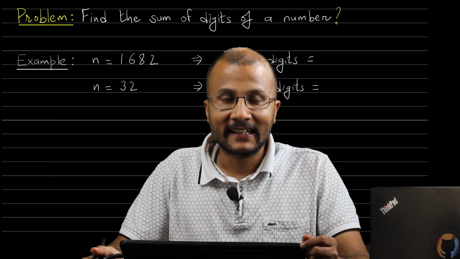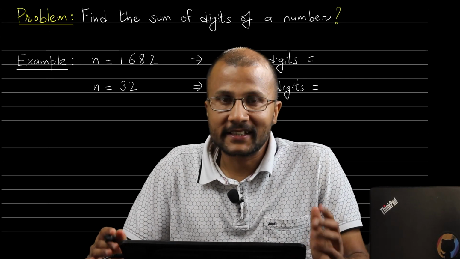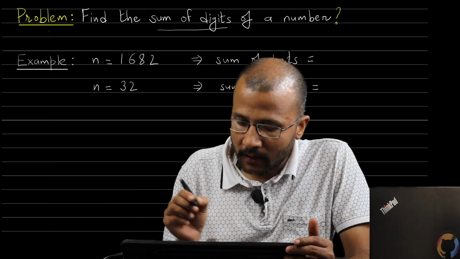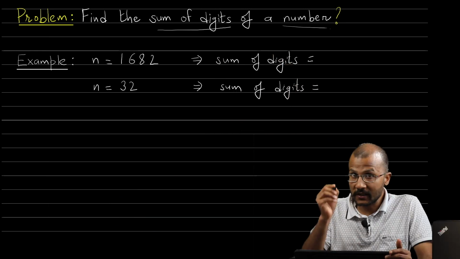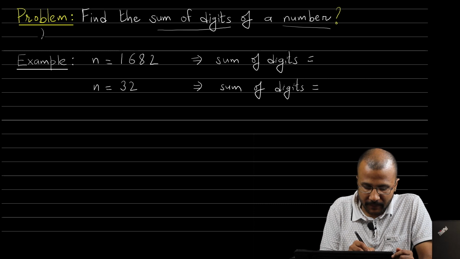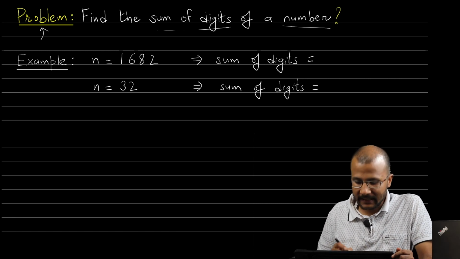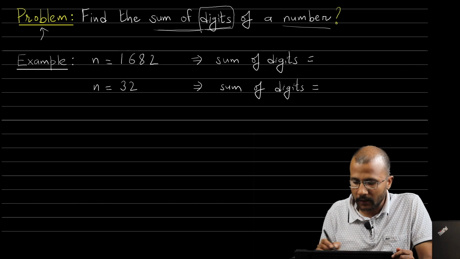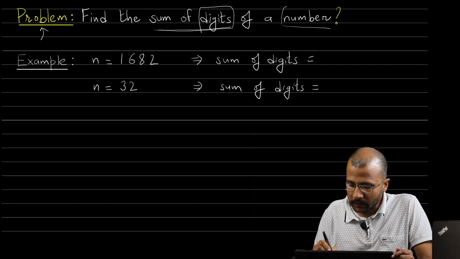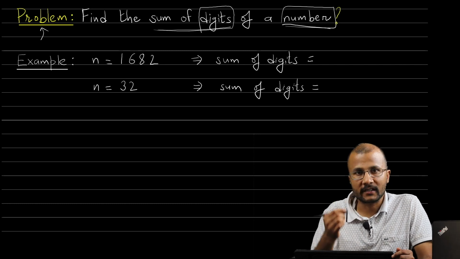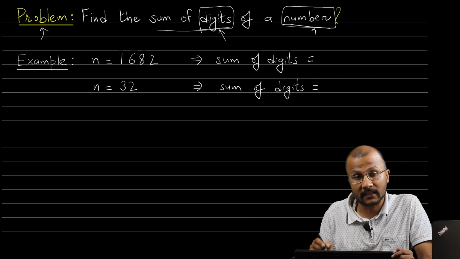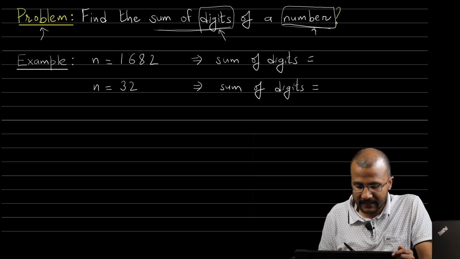Hello friends, in this lecture we are going to solve this interesting problem to find the sum of digits of a given number. So first of all we will have to understand the problem statement. The problem statement states that you are supposed to find the sum of digits of a number. You must be aware that a number is composed of various digits. So we are supposed to find the sum of digits of the number that's given, and then we need to display the sum. So let's try to understand this by taking some example.